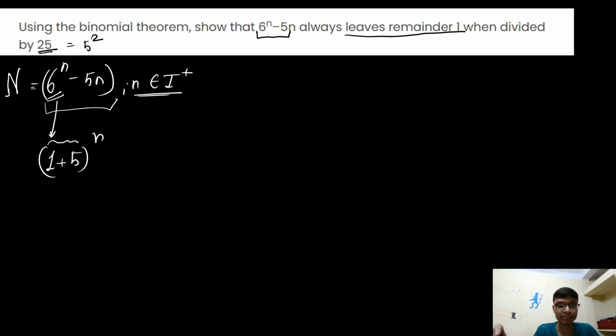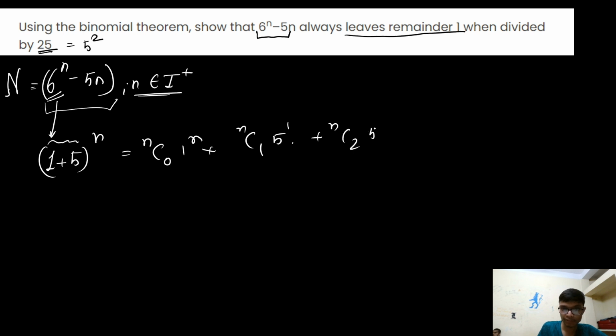In that particular scenario, we will say that the rest of the number is divisible by 5 square, and the only part which is not divisible is the remainder, that is 1. All right. So if we see the expansion of (1 plus 5) to the power n, we can write this expansion as nC0 1 to the power n plus nC1 5 to the power 1 plus nC2 5 square and so on up to nCn 5 to the power n. All right. So we can do this particular expansion in this fashion.